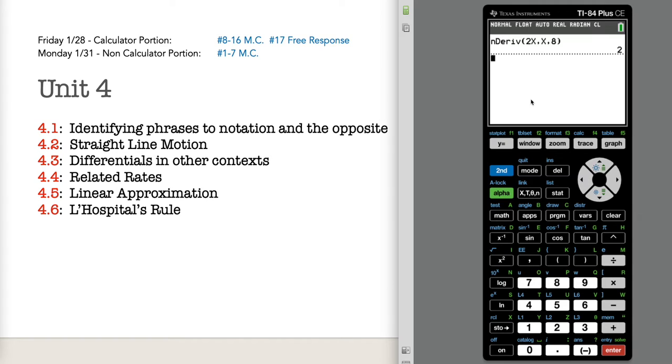Does anybody else have a different calculator? I don't think I've seen any Inspires. Does anybody have any Casios or Inspires? All right, because obviously the steps are a little bit different, but as long as you know your own calculator, that's all that matters.